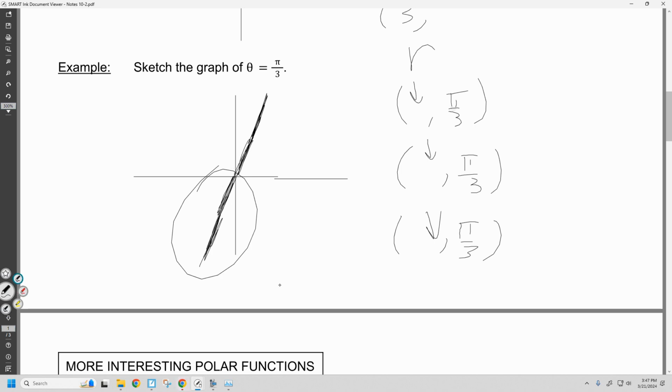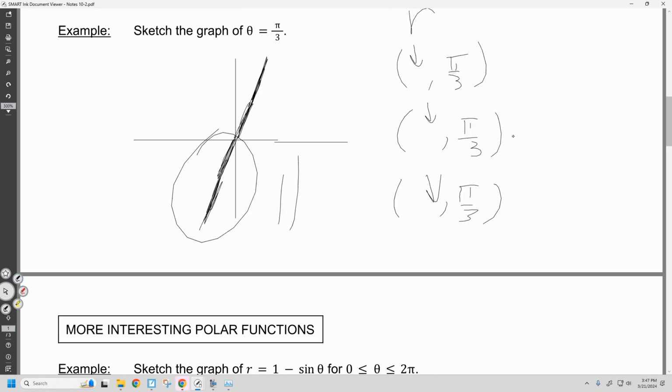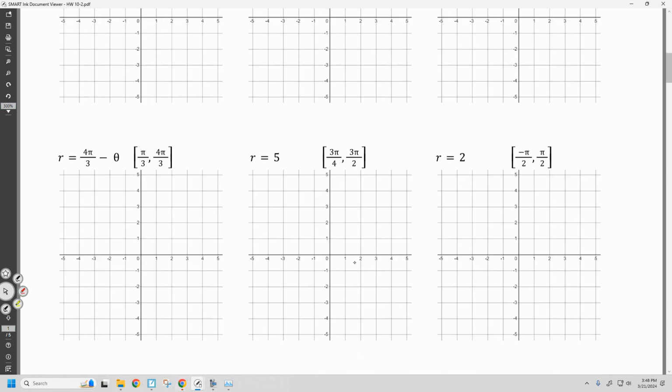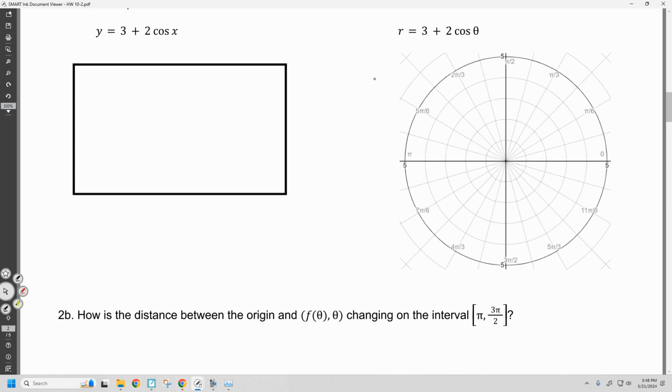And instead of sketching this and kind of doing the best we can like we did on the first page of our notes, I'm going to make it a little bit easier on you by looking at the second page of your homework. Because I'm going to provide a polar coordinate system.